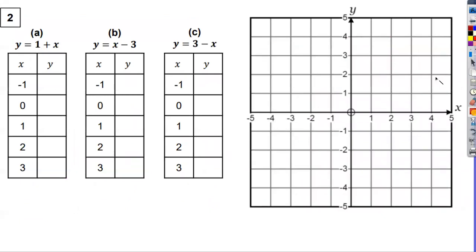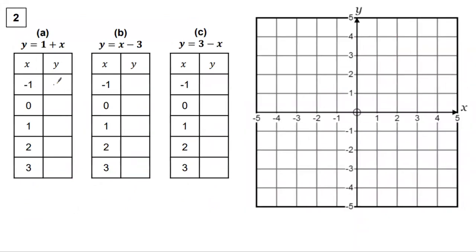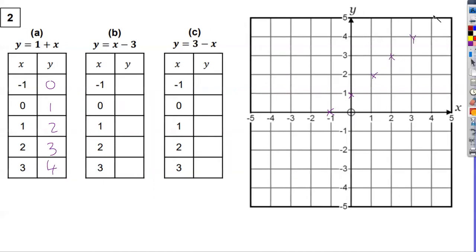Keep going. So 1 plus the x coordinates, whatever that is, add 1 to it. So 0, add 1 to that 1, add 1 to that 2. So -1, 0, 0, 1, 1, 2, 2, 3, 3, 4, and then a line through them.